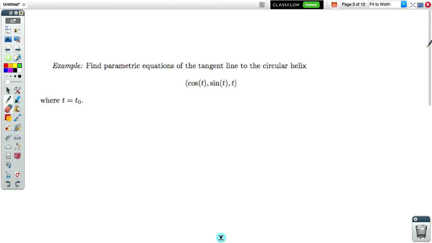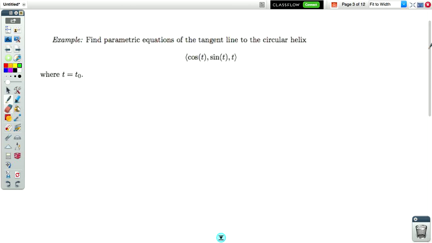Okay, so using that, let's actually do an example and find the equation of the tangent line to this circular helix. So a couple things. We are not fixing this at any particular point. This is just sort of like some general starting point. So I'm not saying any particular t value. I'm just saying let's fix it at t sub 0.